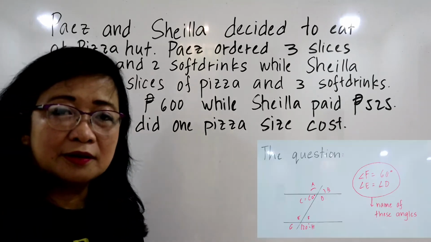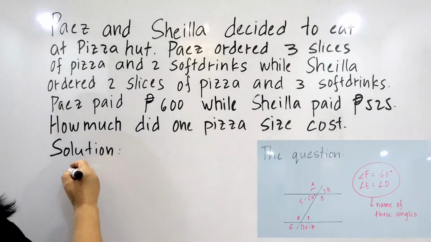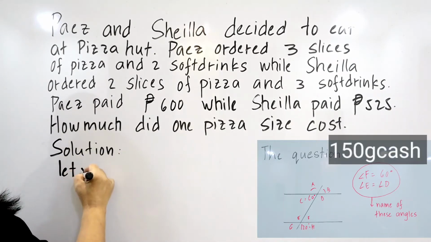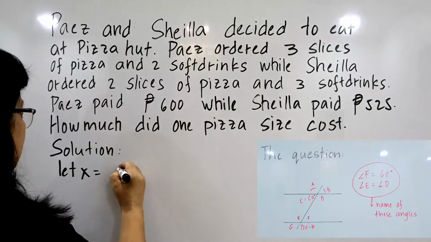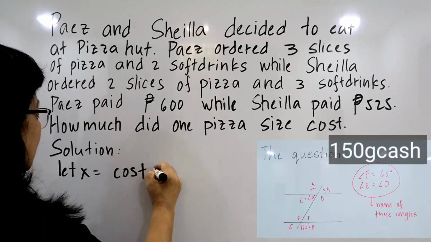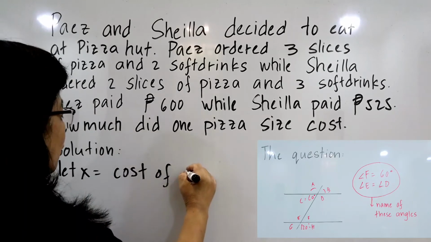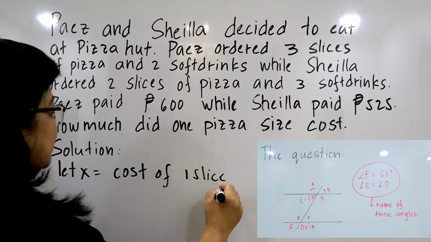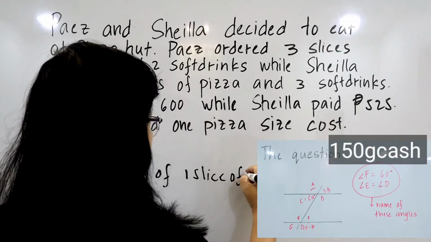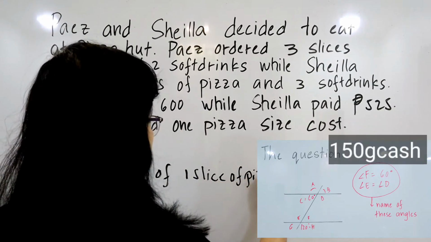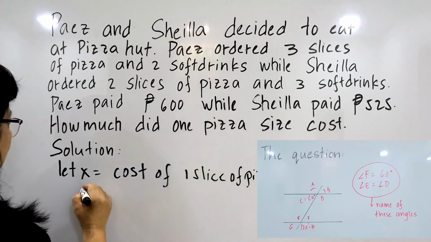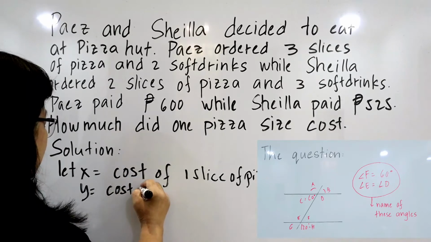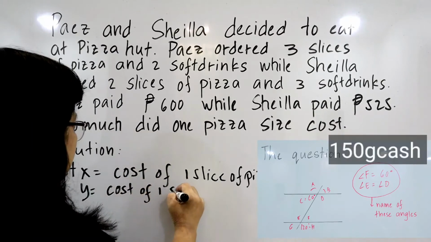Now, to solve this one, we will assign variables. We will let x as the cost of one slice of pizza, and y the cost of one soft drink.